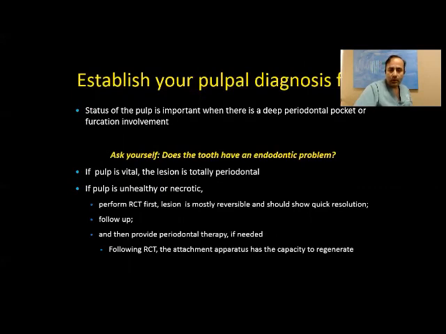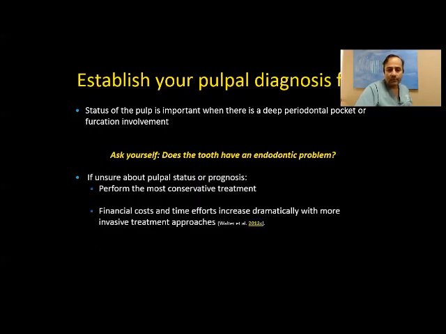So to establish your pulpal diagnosis first, look at the status of the pulp. That's important. If the pulp is vital, obviously we don't need root canal treatment. If the pulp is unhealthy or necrotic, then we do a root canal treatment first. This would be mostly reversible. That would help us to get quick resolution. And then we follow up and look at the periodontal situation, only if needed, following the root canal treatment. And once we have some degree of attachment apparatus formed, if there is a need for periodontal treatment, then we can move on.